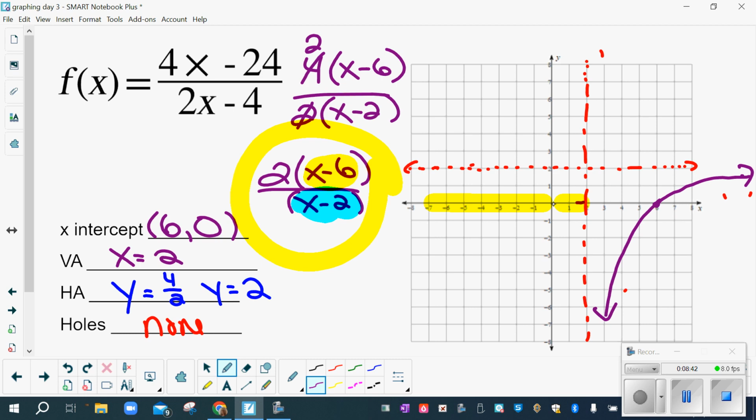Let me go ahead and erase a bunch of stuff here. I got too much stuff going on. I'm going to plug in 0. So here's what I do. Oh, stop doing that, man. That is so bugging me today.